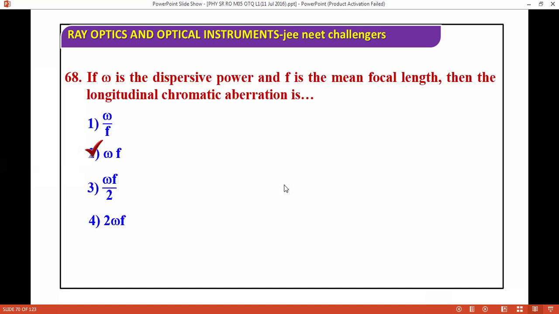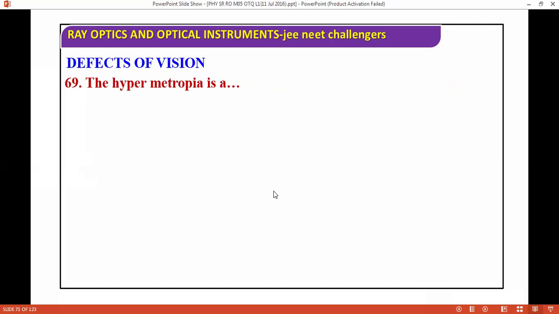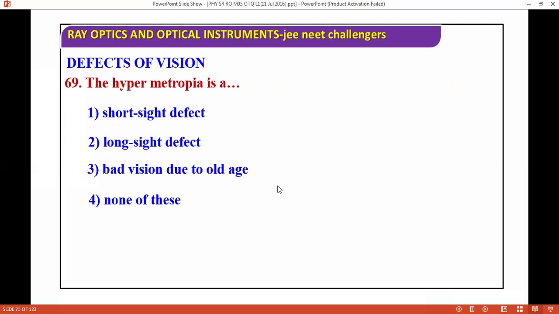Next question we are moving with defects of vision. So hypermetropia is long sight defect. Next question we are moving to.